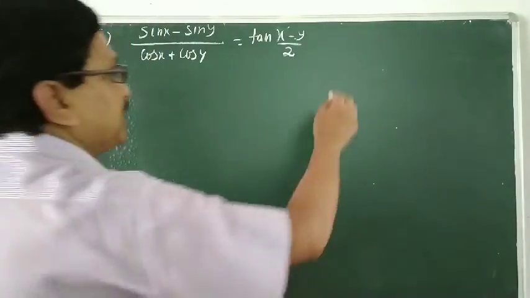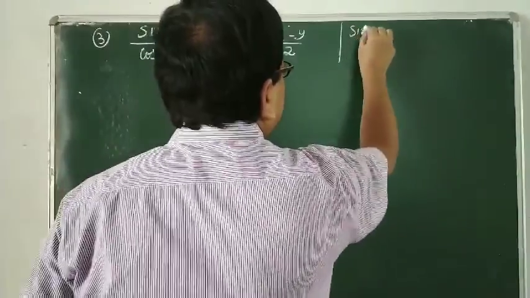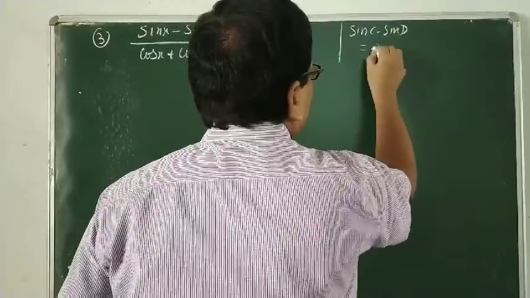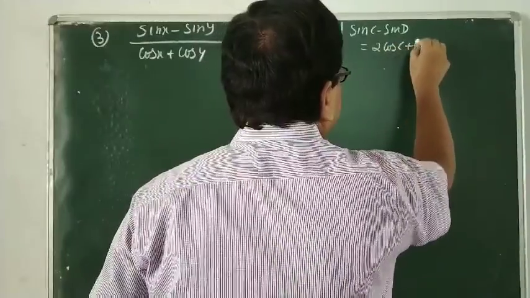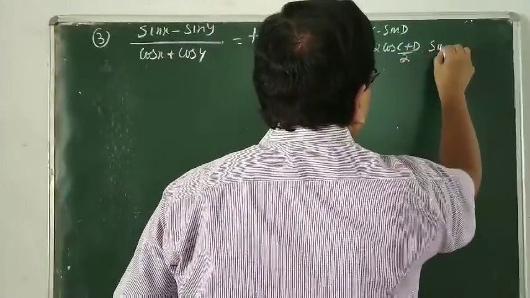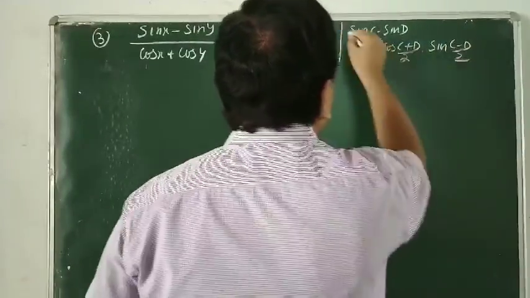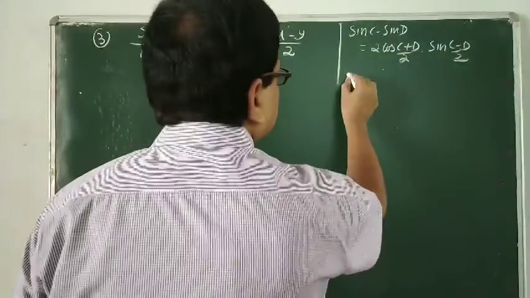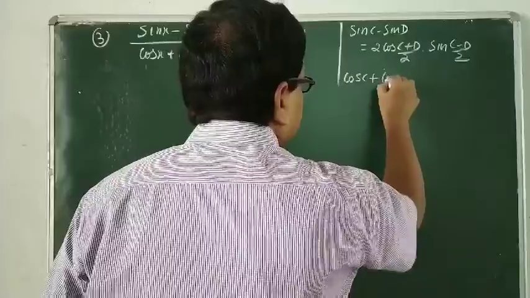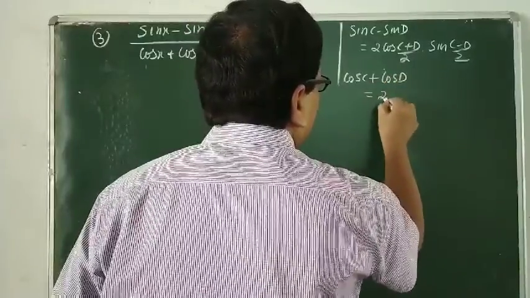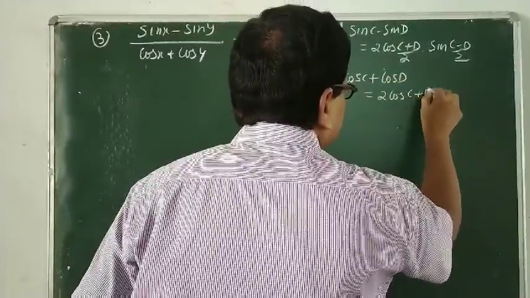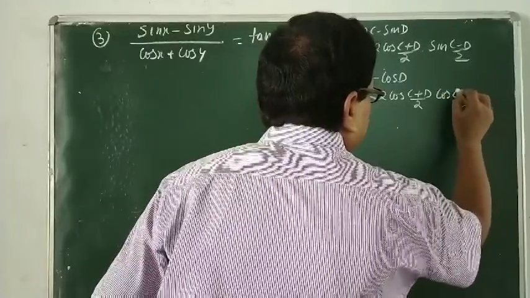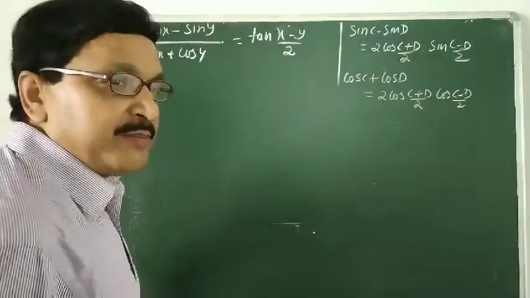So just see how this is conducted. Sin c minus sin d, there is a formula for sin c minus sin d. Once more, this is 2 cos c plus d by 2 into sin c minus d by 2. First formula; second formula, cos c plus cos d. This is 2 cos c plus d by 2 into cos c minus d by 2. These two formulas will be used.